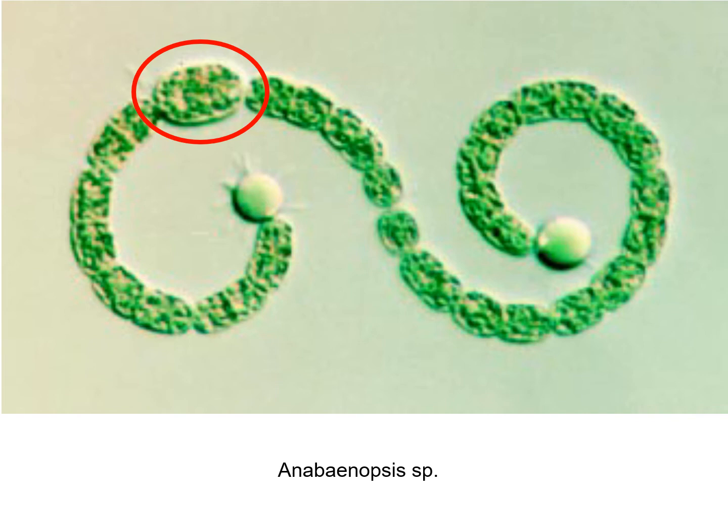In this slide, you can see the filamentous cyanobacterium Anabaenopsis, wherein you can see vegetative cells and a specialized cell highlighted in the slide called a heterocyst. So this is a perfect example of spatial separation for fixation of nitrogen.